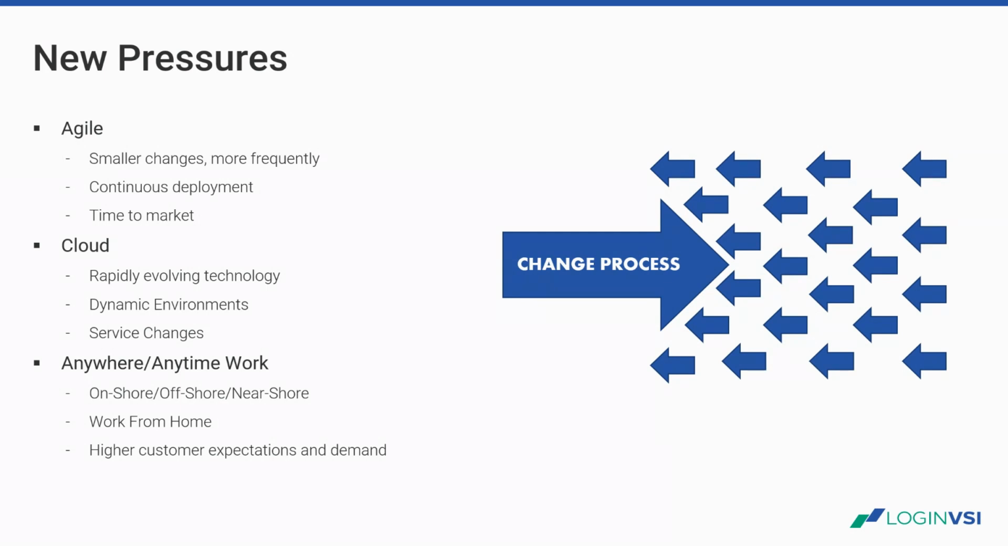Finally, your change process now has to account for this anywhere, anytime work. This is onshoring, offshoring, and nearshoring. Follow the clock, round the clock, follow the sun coverage. Work from home, where your employees and your customers are ultimately shifting their schedules. Some work in the morning, some find it easier to work in the evening. Your change windows have diminished, and there are higher customer expectations and demand.